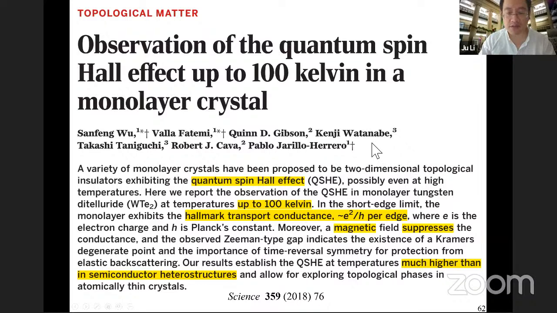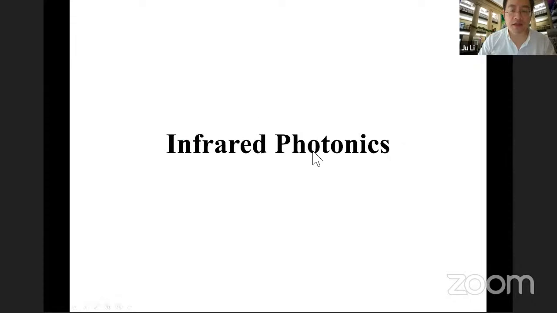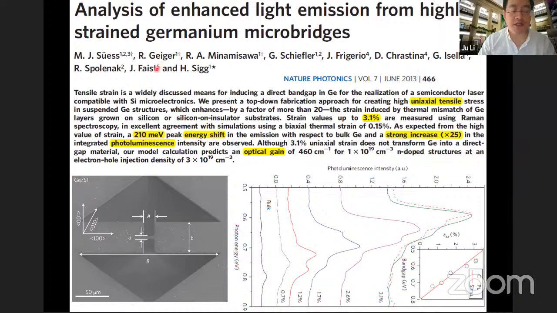So continuing on the photonics trend, already in 2013, this is work from ETH in Switzerland, people have made this kind of suspended germanium, just making a constriction and then pulling it. They've pulled it up to 3.1% in this narrowed bridge. And they've seen the germanium band gap in the photoluminescence change from 0.8 to something like 0.6 eV. And also the emission intensity is greatly elevated. So this is already seen for this kind of near infrared behavior.